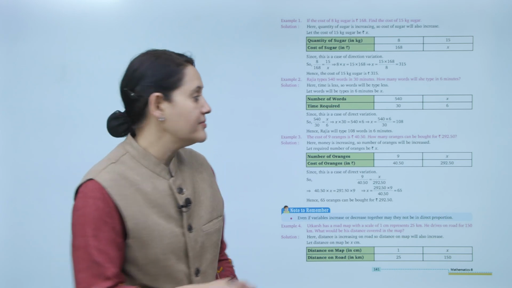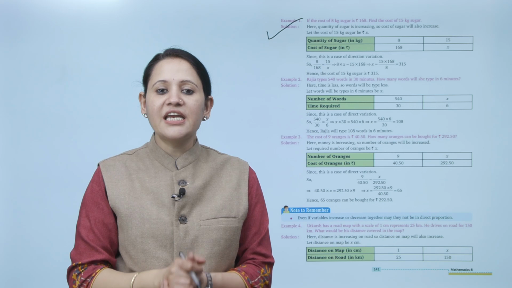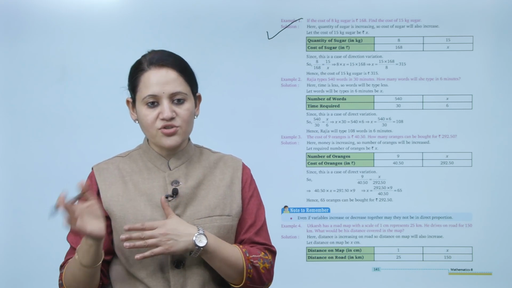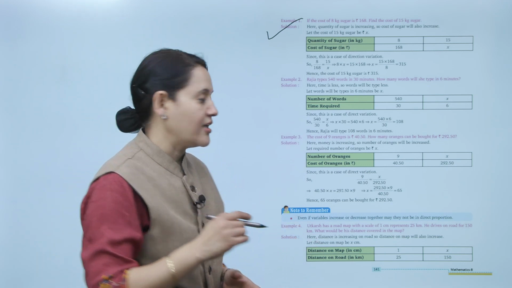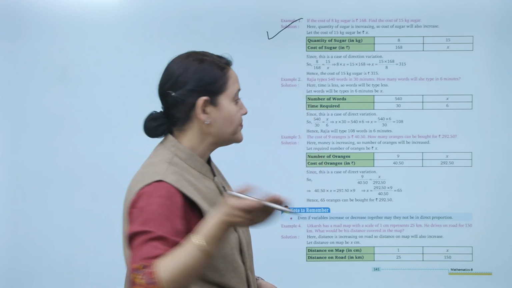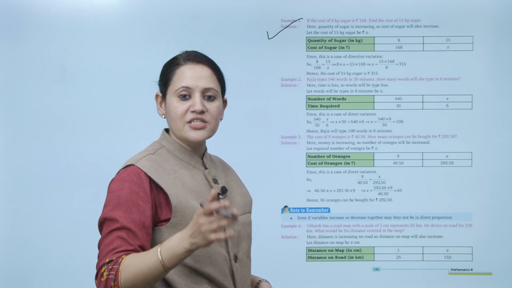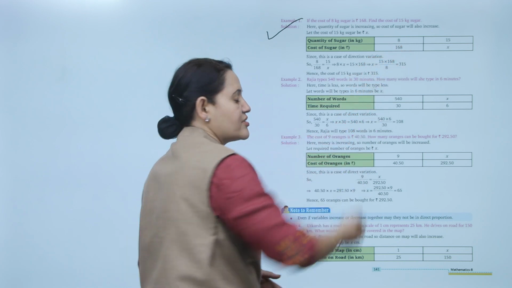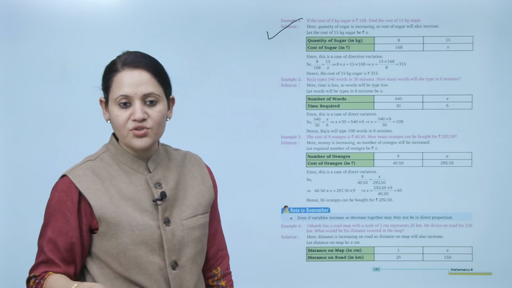Now we will take an example. If the cost of 8 kg sugar is rupees 168, find the cost of 15 kg sugar. First we have to check whether they are varying directly or indirectly. So here the quantity of sugar will increase, their price will also increase. So they are varying directly. So let the cost of 15 kg sugar be x. Here quantity is 8 kg and cost of sugar is 168. When quantity is 15 kg, we have to find the cost of sugar.